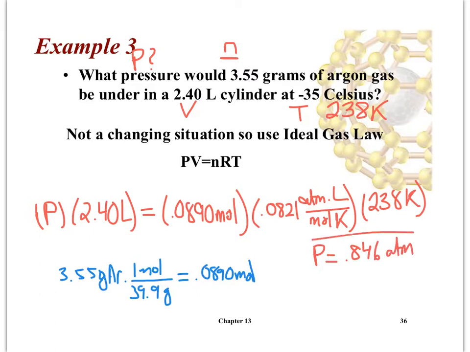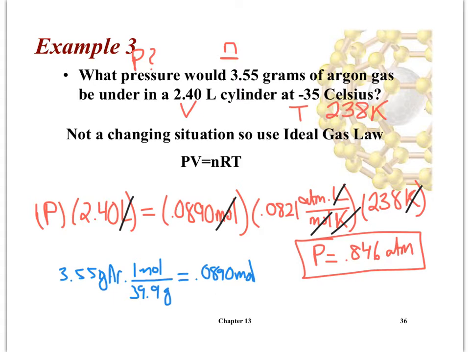Let's look at our units to make sure that those are the units that we end up with. So my liters cancel with my liters, my moles cancel with the moles, Kelvin cancels with the Kelvin, and I end up with atm. If I use different units for R, then I would get different units for the pressure, which is totally fine in this one.